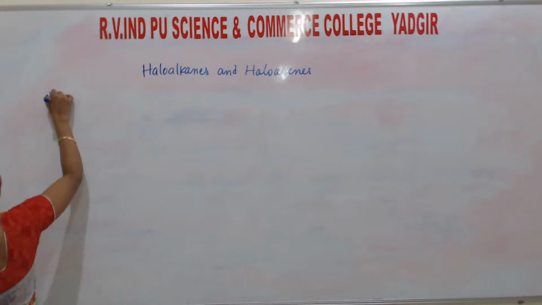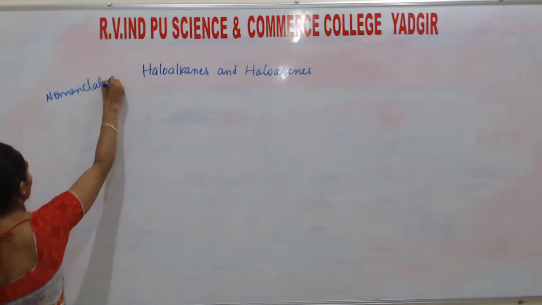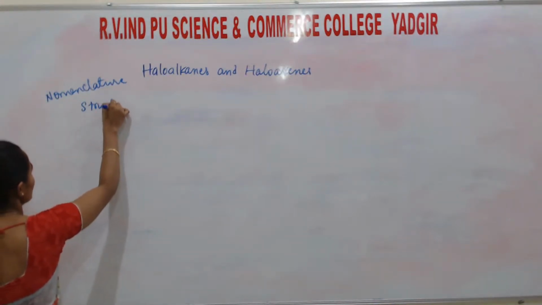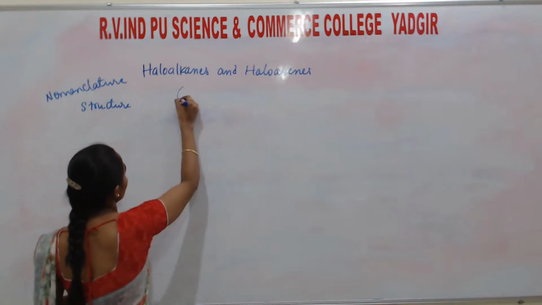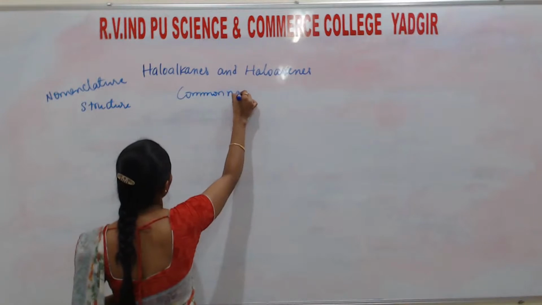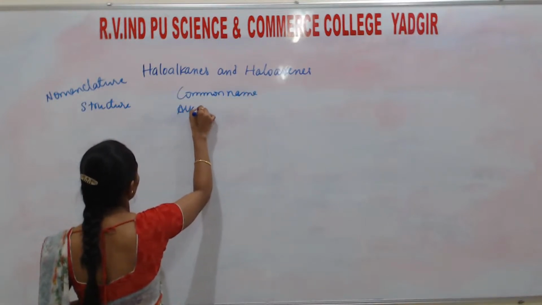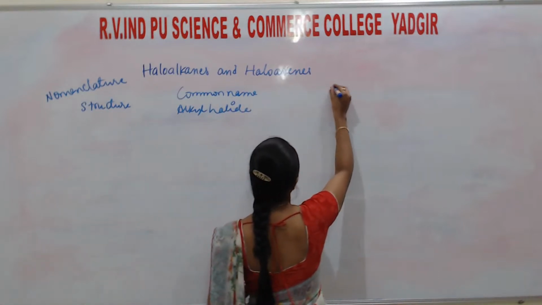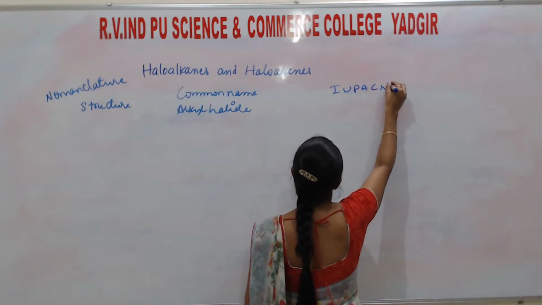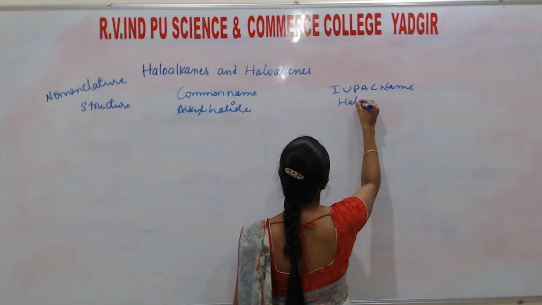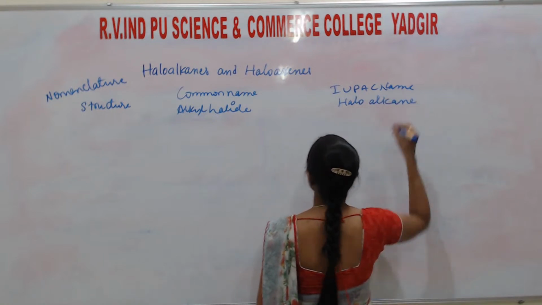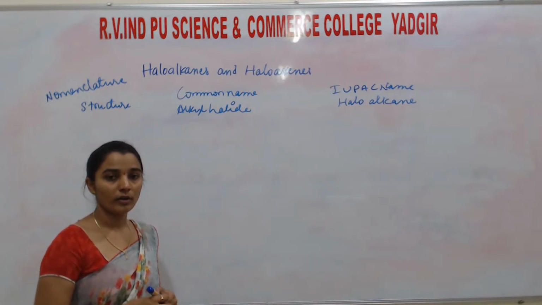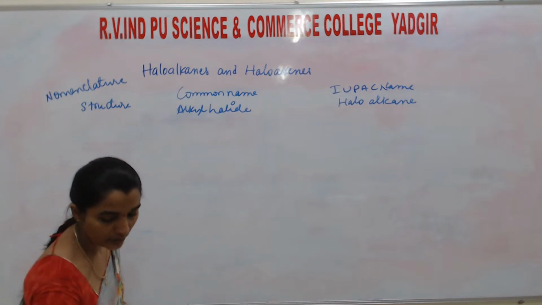Next is nomenclature. Okay, so right here, first one is structure. Next, common name means alkyl halide. Okay, next is IUPAC name. That is haloalkane. In the common name they call them alkyl halides. In the IUPAC name they call them haloalkanes. Okay, so I'll write one by one, students.